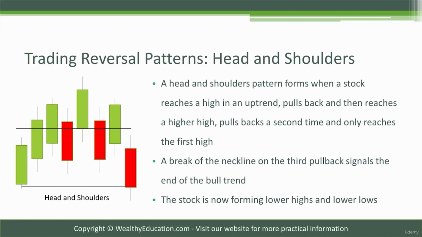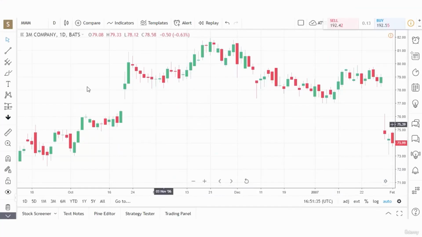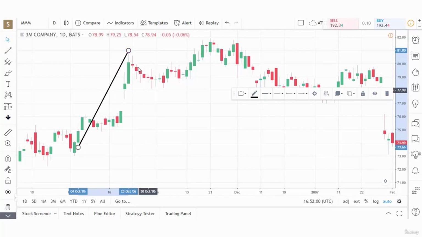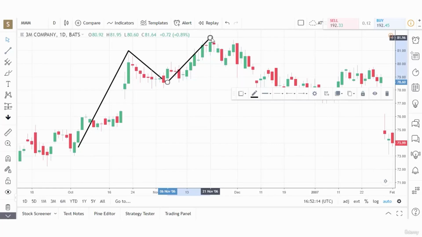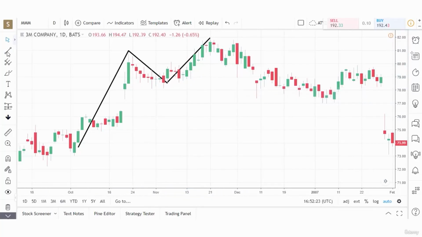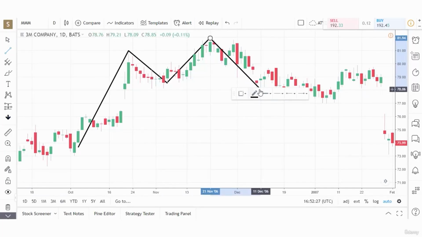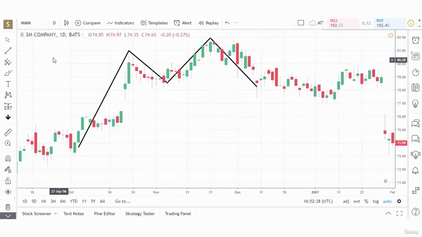So let's take a look at a head and shoulders pattern on a chart. Let's use a chart of 3M for our head and shoulders pattern. Here we see the stock is trading on a daily basis, and we see the stock making a new high here, continuing its uptrend. The stock then pulls back, rises higher. So this first high is our shoulder, and then we have a head here. The stock pulls back again to this level, attempts to rise, and our second shoulder, it doesn't get quite as high as the first shoulder, and then the stock moves down.